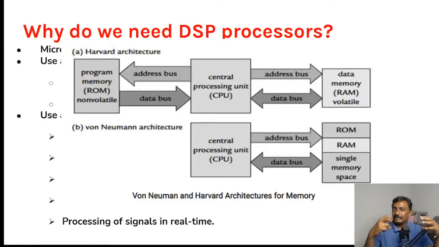So it can simultaneously fetch the program as well as data, and efficient mathematical calculation can be done on the Harvard architecture. Most of the DSP processors are Harvard architecture. Okay, and even the latest microprocessors like the Cortex M4 are Harvard architectures. Some of the microprocessors are von Neumann architectures. Microcontrollers and microprocessors are von Neumann architectures, so they use the same address bus and data bus.